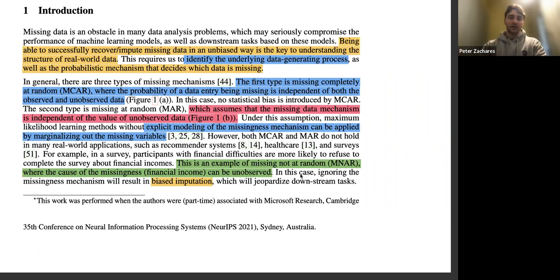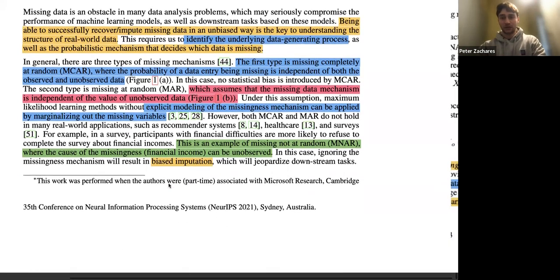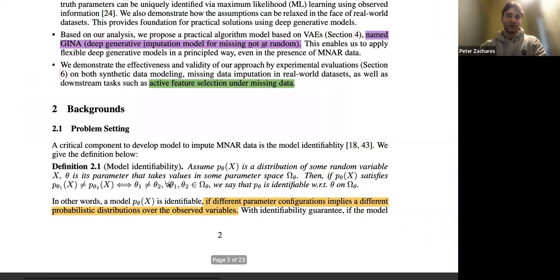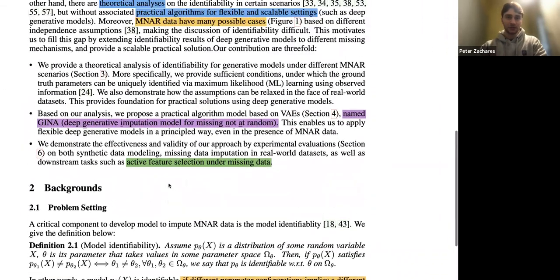And like they say, in this last case, which is the case they focus on in the paper, ignoring the missing mechanism will result in biased imputation, in which case you'll get an incorrect estimate for what the missing values are with respect to the underlying distribution.